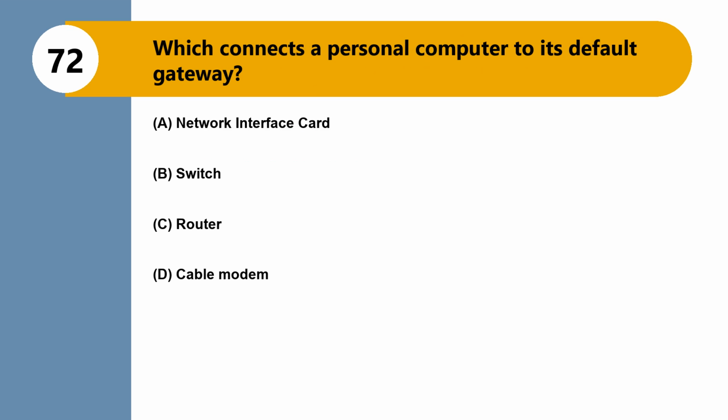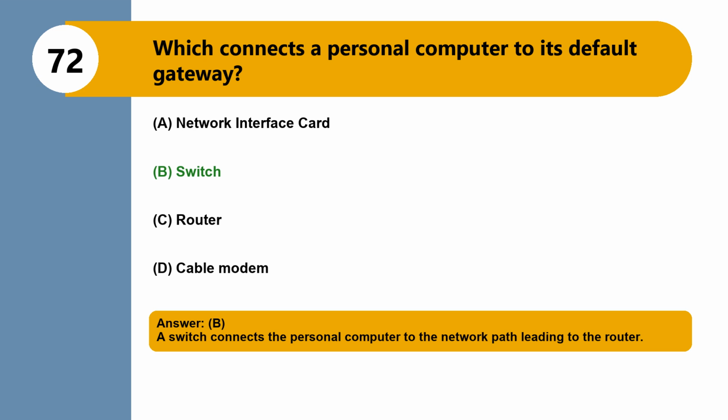Question 72. Which connects a personal computer to its default gateway? Option A, network interface card. Option B, switch. Option C, router. Option D, cable modem. The correct answer is option B, switch. A switch connects the personal computer to the network path leading to the router.